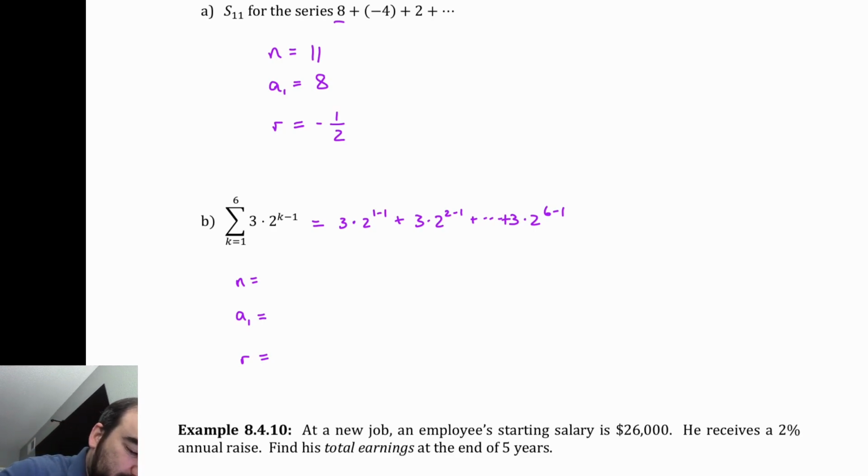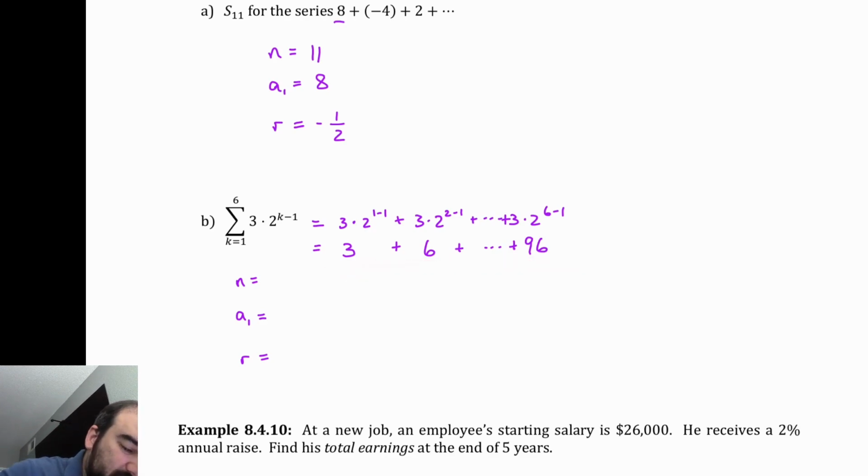And the first term, if we simplify this here, this is 2 to the 0th power, which is 1. So times 3 is going to be 3. So that first term is going to be 3, plus the second term would be 3 times 2, which is 6, plus dot, dot, dot, plus, and then the last term is 3 times 2 to the 5th, which is 32 times 3, which is 96. So the series looks like this if you were to write it out.